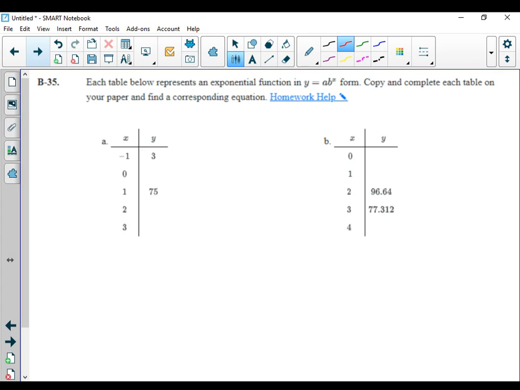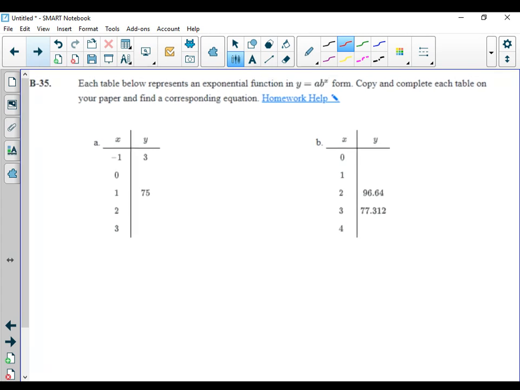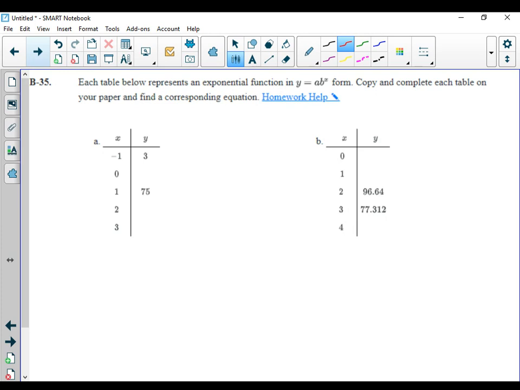Somebody had some trouble the other day when we did a problem similar to this, so I want to make sure that I followed what was going on. On number 35, they wanted us to write it as an exponential, so they said it's going to fit this form, y equals a times b to the x.